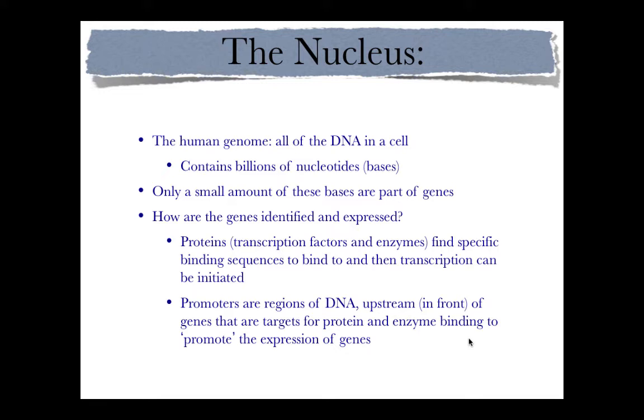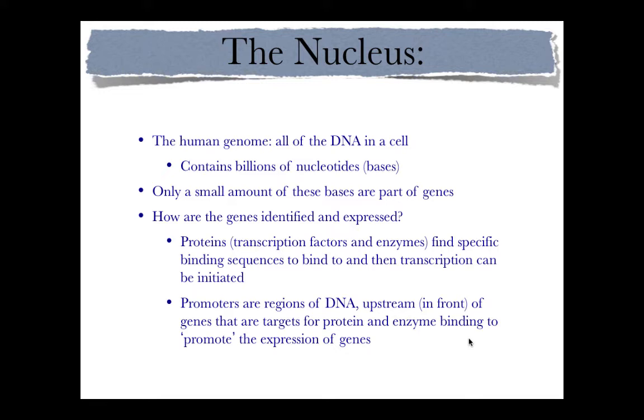So here's how it works, kind of. Let's say this is the double-stranded DNA of one chromosome, and let's say this is 10 million nucleotides. In other words, 10 million bases, A, G, T, C, throughout. Here's a gene. Here's a gene. Here's a gene. Small amount of all of those nucleotides are involved in genes. So the question is, how does the cell know where a gene is? Proteins find them.